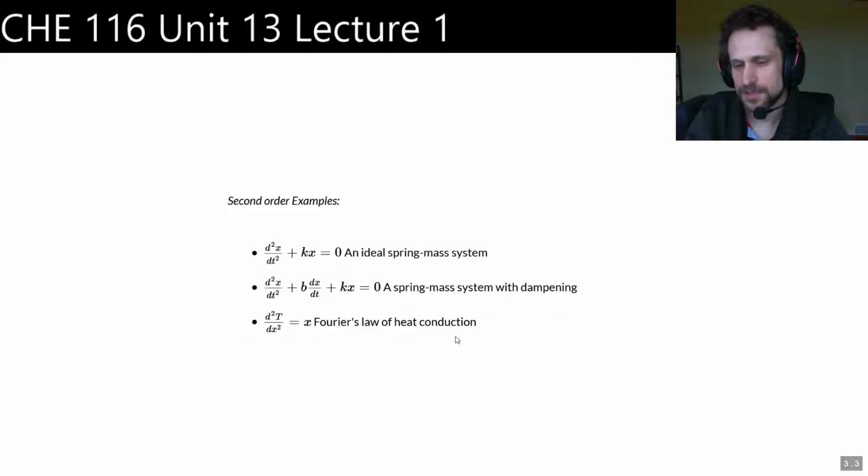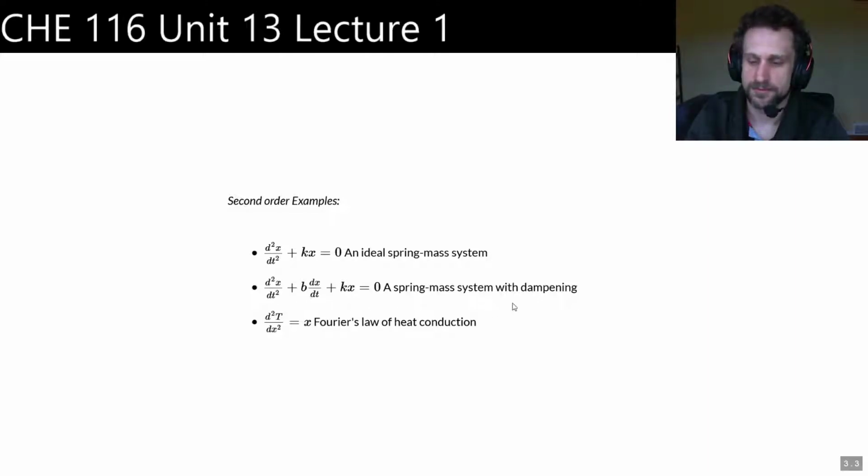All right, here are some examples of second order ordinary differential equations. So this is the ideal spring mass system. So we're saying that the second derivative of position with respect to time plus the position equals 0. So this comes about because this is acceleration. So if you rearrange it, it says acceleration is proportional to the position. And that's kind of like if you pull a spring, right? The farther you pull a spring, the more force you have, which is the more acceleration you'll get.